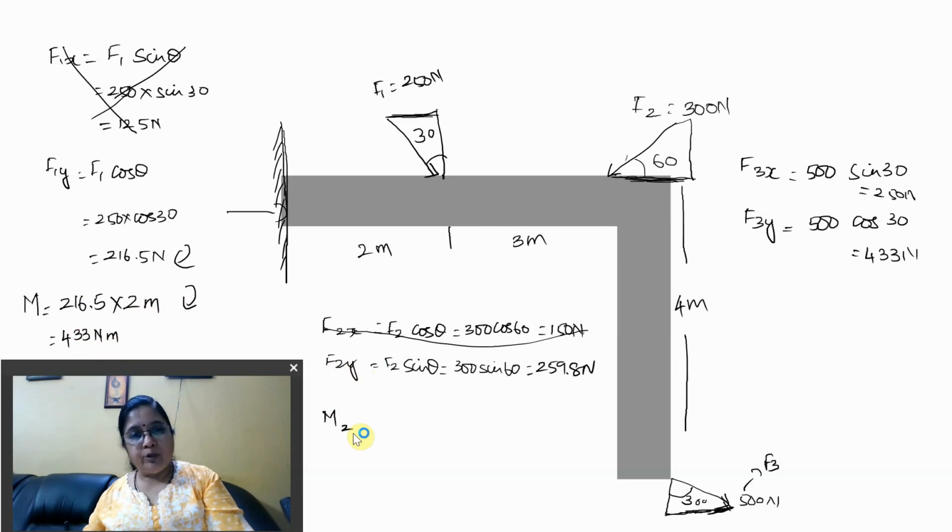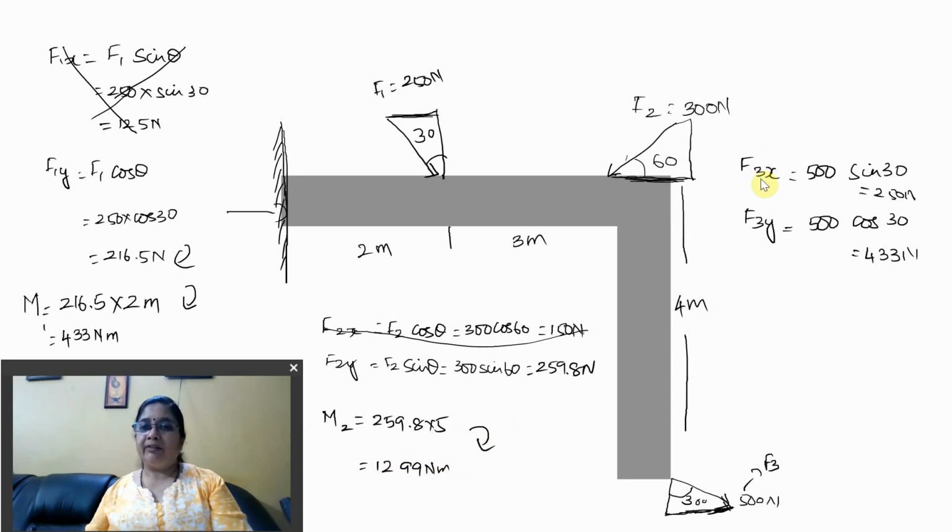Now, similarly, F2x does not create a moment, only F2y creates a moment. So I will have M2. This is M1 working along the clockwise direction. So I have 259.8 Newtons, right? 259.8 into what is the distance from the pivot? This is the pivot, right? Don't calculate the distance from here. Calculate the distance from the pivot, which is equal to 259.8 into 5, and that gives me 1299 Newton meter, also along the clockwise direction.